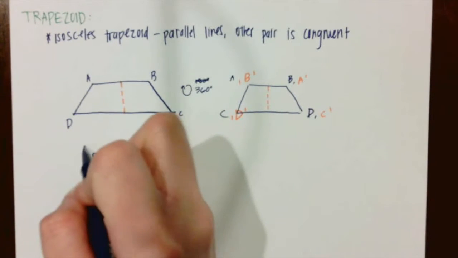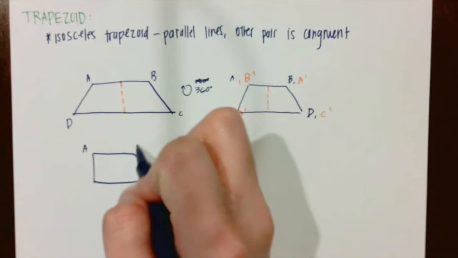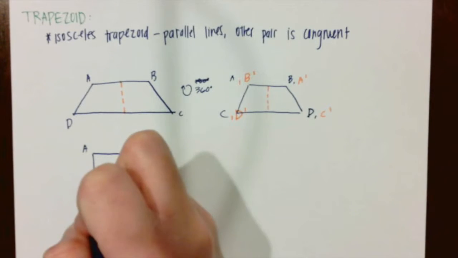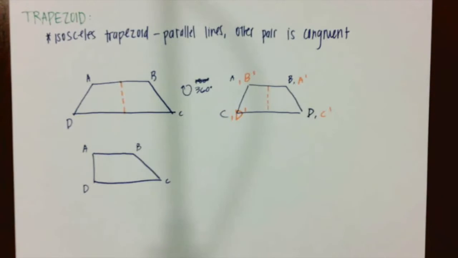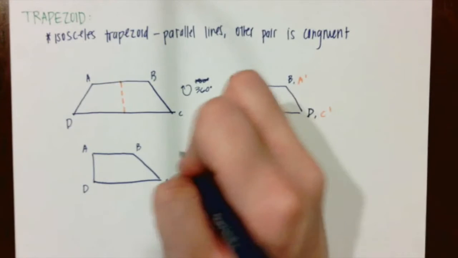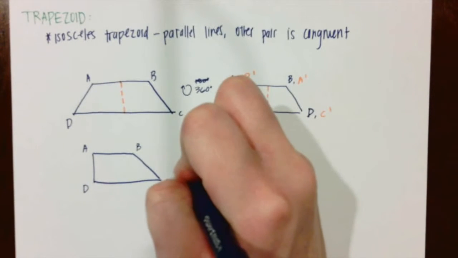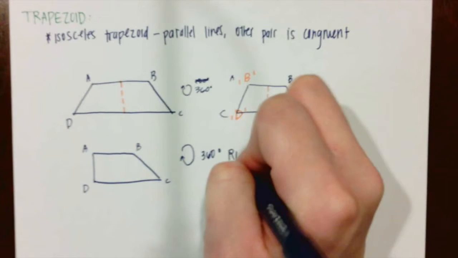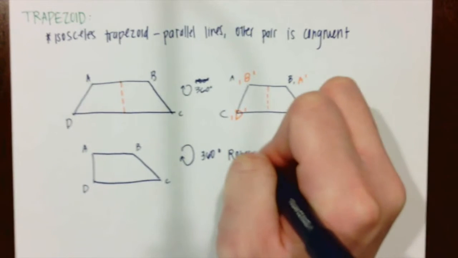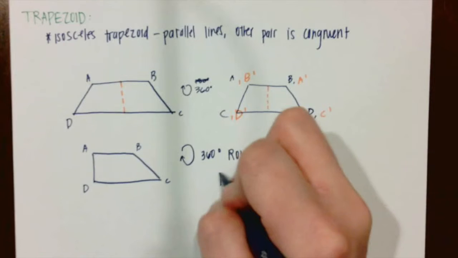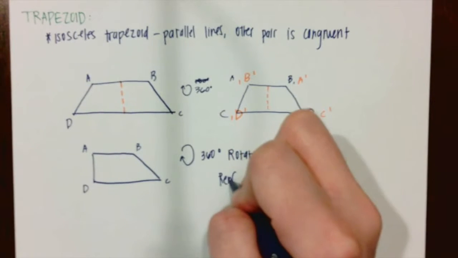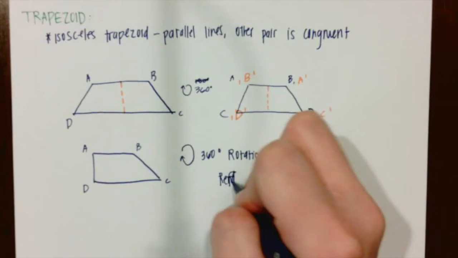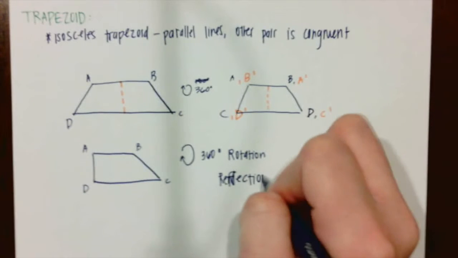The only way we can transform this and end up with something symmetrical is if we do, once again, a full 360 degree rotation. That would give us a reflection on itself.